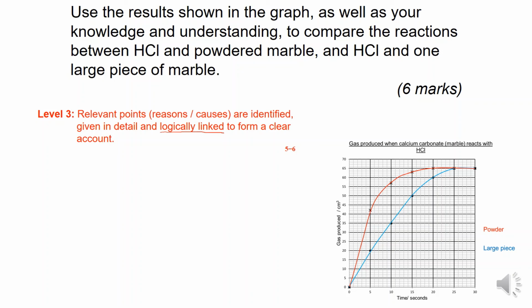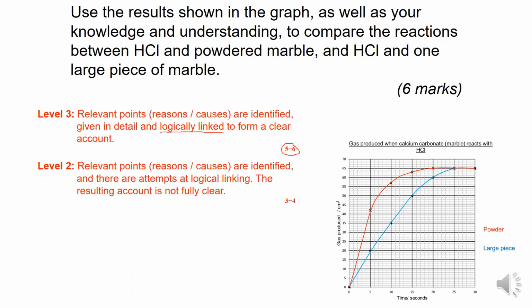All of those things have to be included. Now 5 or 6 marks is all to do with whether or not your answer is clear, coherent, logical, makes sense, and also about your quality of written communication. If your quality of written communication is poor, then you'll be knocked down into the 5 marker instead of the 6. Now if you don't quite get into level 3, you might write a level 2 answer.